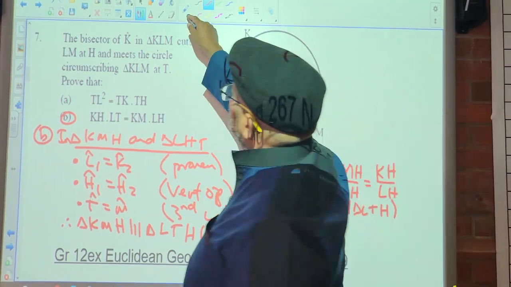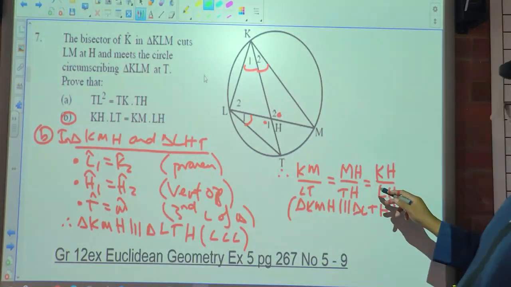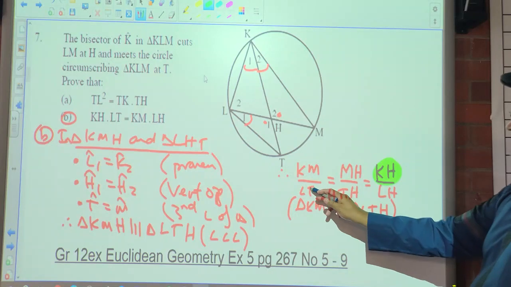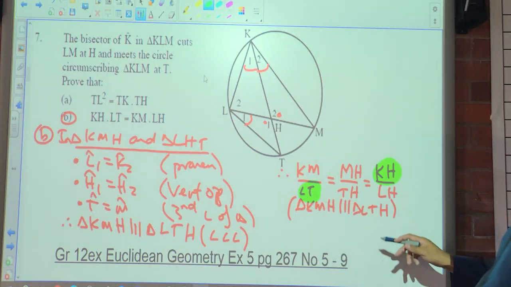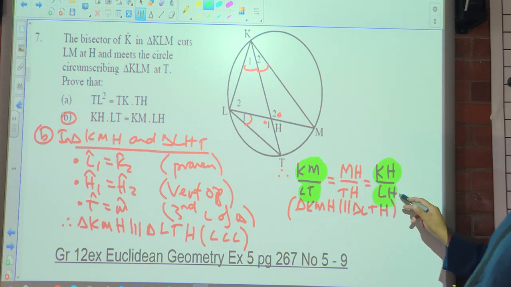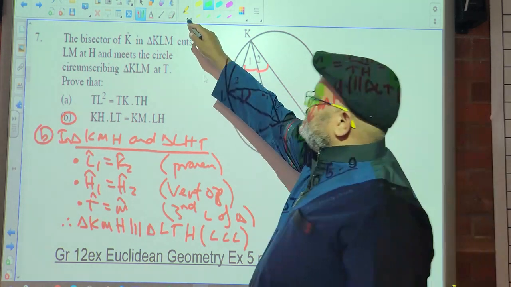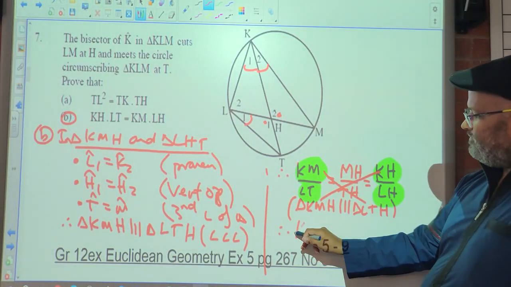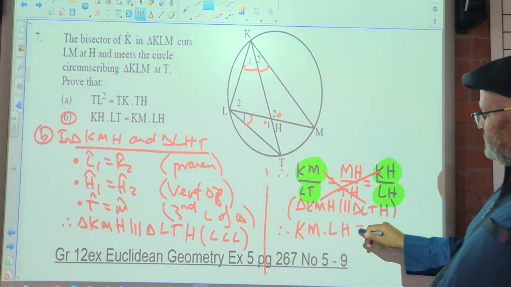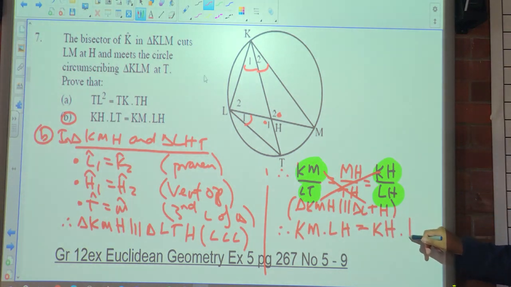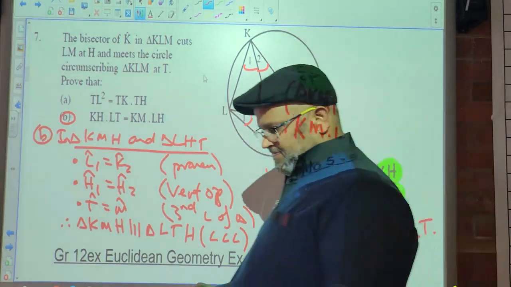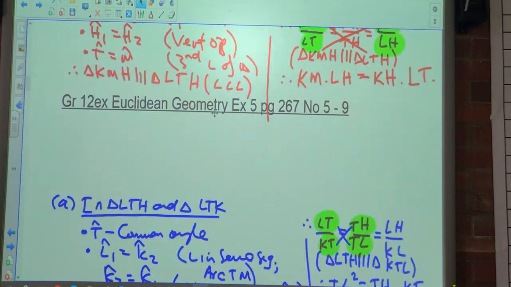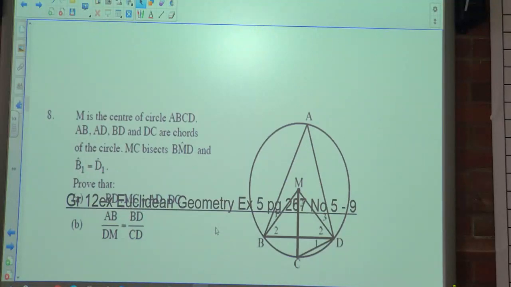But what do they want? They want KH, LT, KM, and LH. Exactly what we have in that right order. We just need to cross multiply. So therefore KM times LH is equal to KH times LT. Okay. People, if you do enough of this, you shouldn't get it wrong in the exam. Okay.